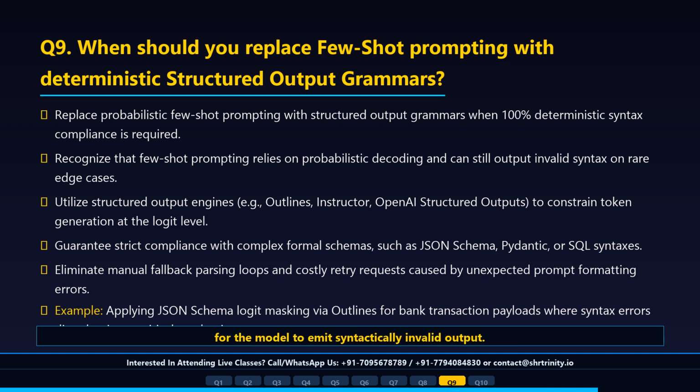Let's consider a practical enterprise scenario: processing high-consequence banking transaction payloads. If a syntax error occurs in a financial transaction record, downstream execution fails and risks system outages. Rather than relying on few-shot examples and fragile retry loops, we apply logit-level schema masking via Outlines. This guarantees 100% valid JSON payload generation on every request. Knowing when to swap probabilistic prompting for deterministic token masking is key to building resilient enterprise systems.